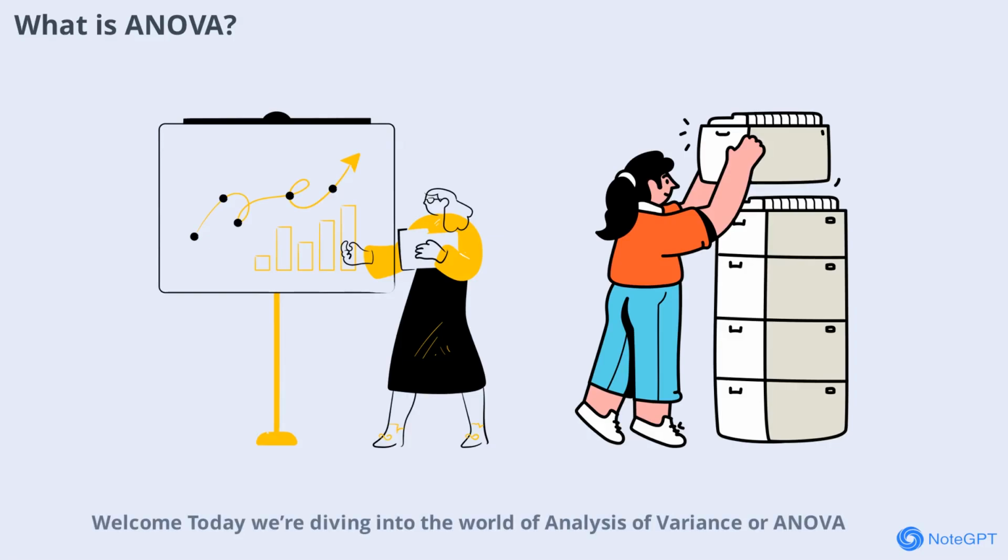Welcome. Today we're diving into the world of analysis of variance, or ANOVA, a fundamental concept in statistics and experimental design. ANOVA is used to test the equality of means across more than two groups, especially when the data comes from normal distributions. Imagine you're comparing the effectiveness of different medicines or treatments. ANOVA helps you determine if the observed differences in outcomes are statistically significant or just due to random variation.